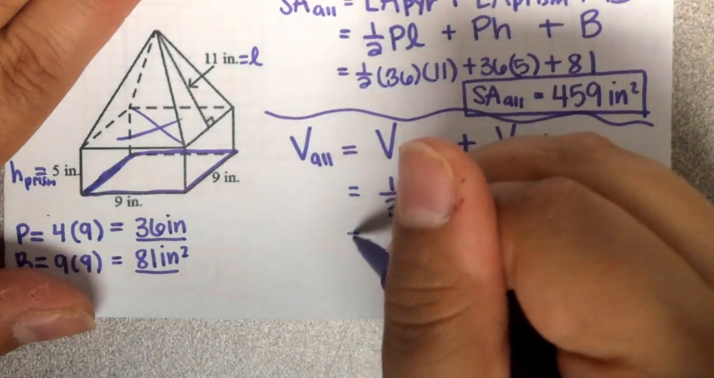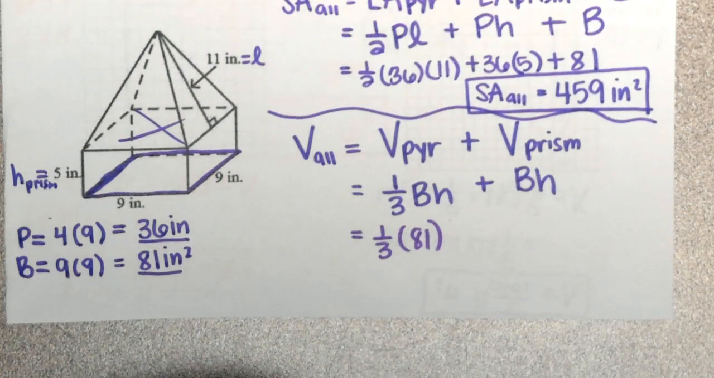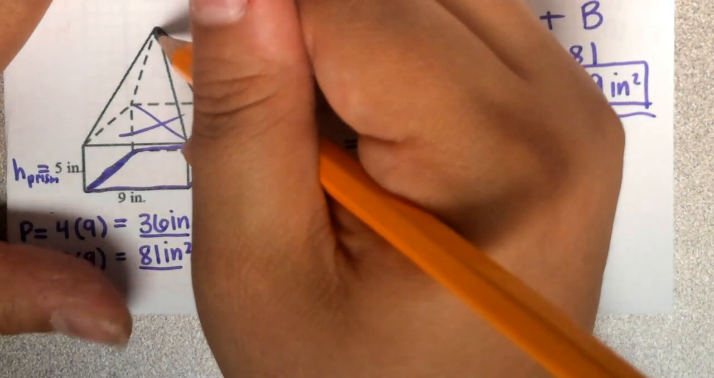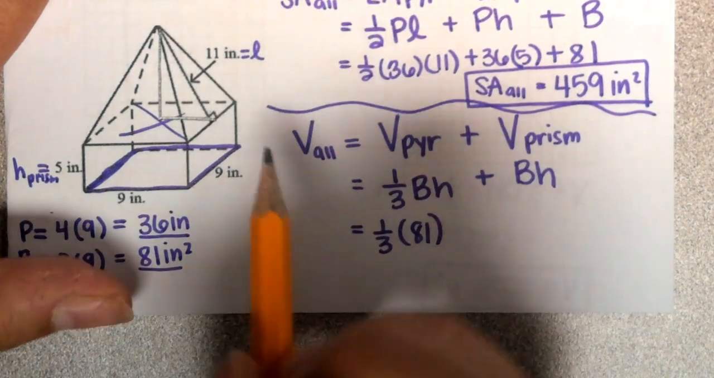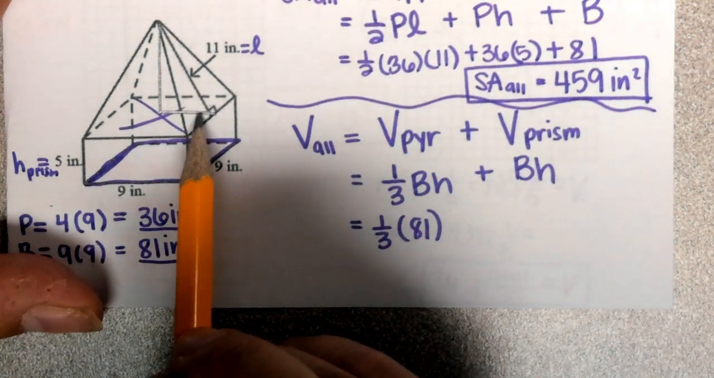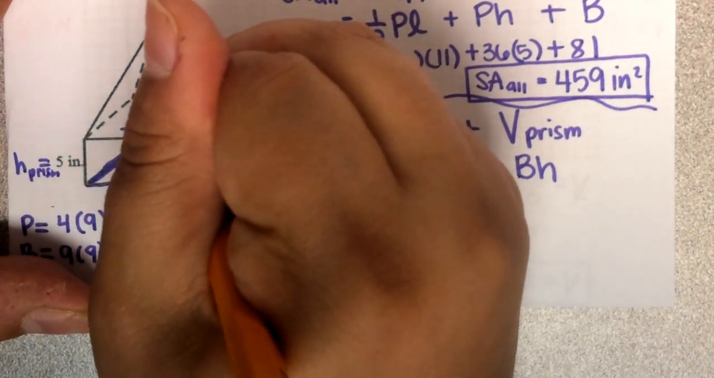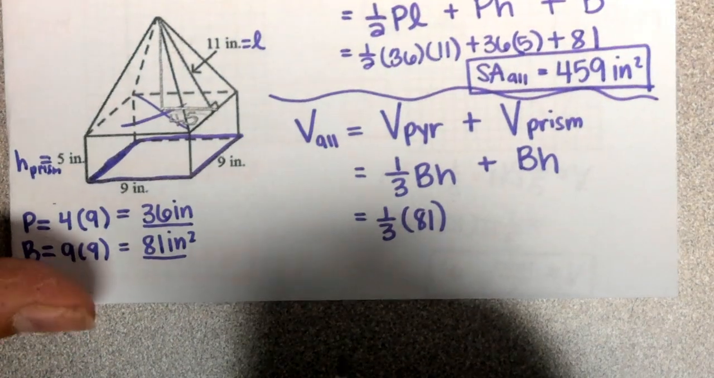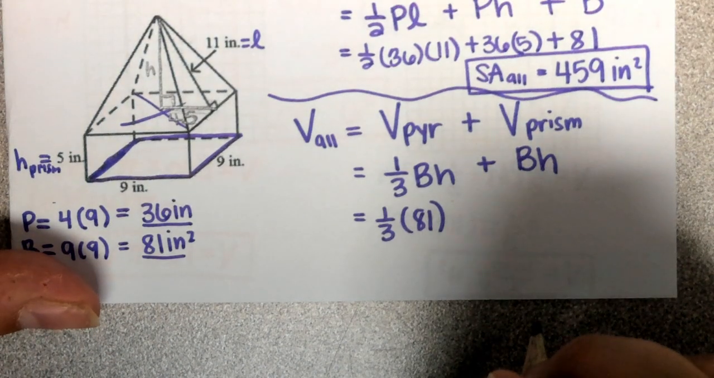And I'm going to plug in 1/3. My B is 81. Uh-oh. What is the height of this pyramid? Y'all, the height of a pyramid goes from here to there. Look up, please. Everybody look up. What do I know about this? Do y'all agree that's half of a side, so it's 4.5? What can I do to find this height? Nope, can't assume that.